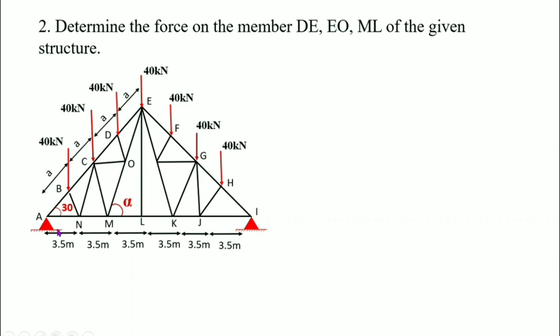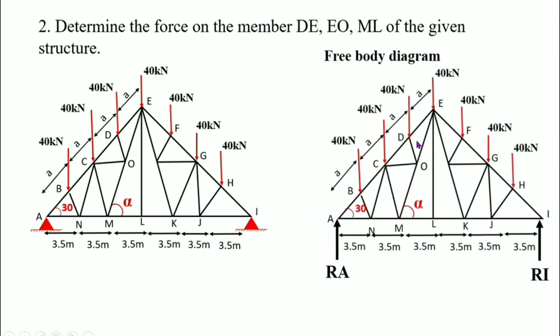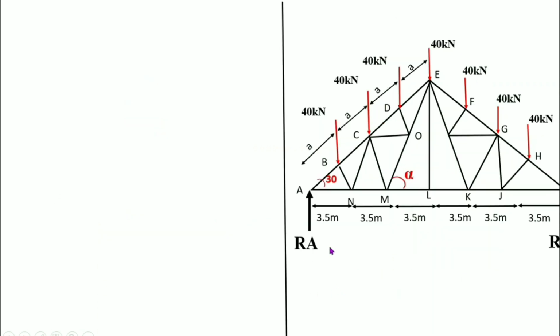First, we want to find out the free body diagram. The free body diagram is this. When drawing the free body diagram, we want to eliminate the hinged support and introduce the support reactions RA and RB. The next step, we want to find out the support reactions RA and RB.